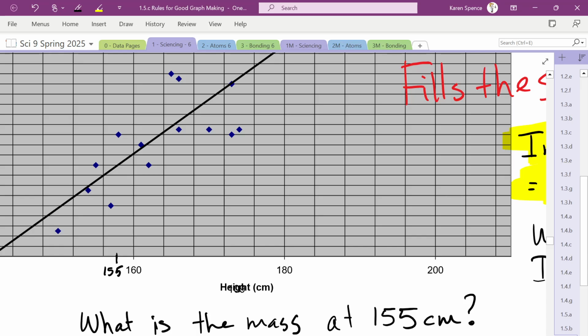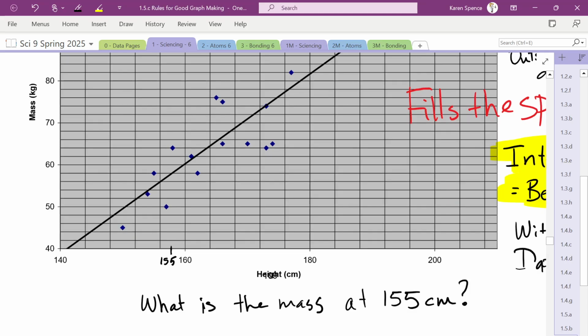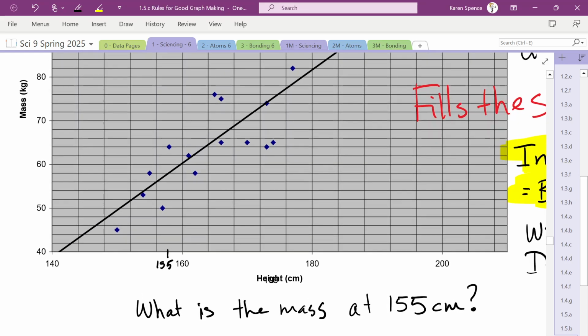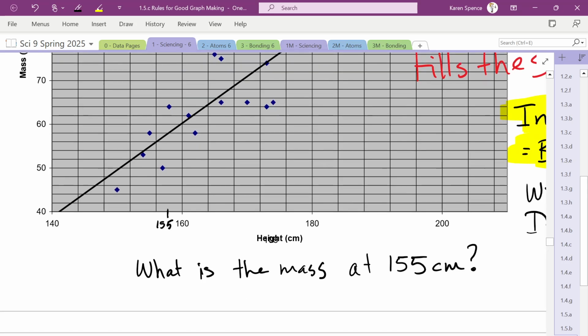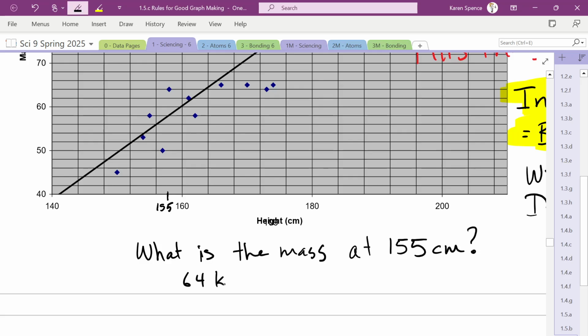I'm going to give you two choices for the mass. Is the mass 64 kilograms, or is the mass 58 kilograms? So at 155 centimeters, is it 64 kilograms or 58 kilograms?